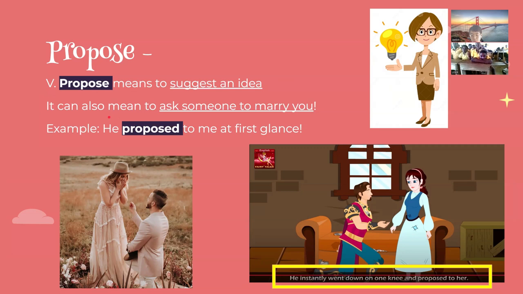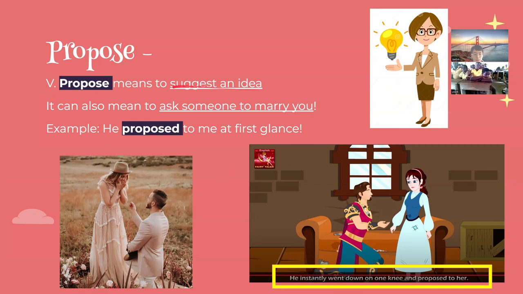In the story, she said he proposed to me at first glance. So here's how it is used in Cinderella. He instantly went down on one knee and proposed to her. So that is another meaning of propose. But the primary meaning, the first meaning, is to suggest an idea. So you can see how words can have multiple meanings. And of course, the first picture at the top is a person proposing an idea. So that has two meanings, to suggest an idea and to ask someone to marry you.